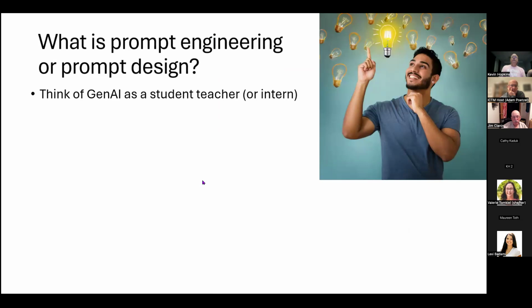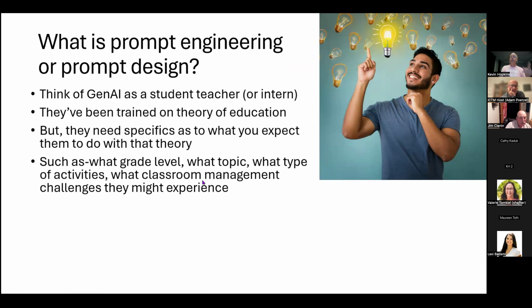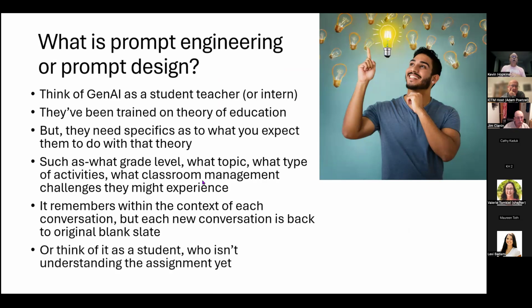So again, I think of it as a student teacher or an intern. They know a lot about the theory of education, but they need specifics. What exactly do you want them to do? What grade level are you at? What topic? What kind of activities? What classroom management challenges might they experience? It does remember within the context of each conversation, but when you start a new conversation, it's back to the original blank slate. Or you could think of it as a student. They're not understanding the assignment yet, and you have to explain a little bit more to them.